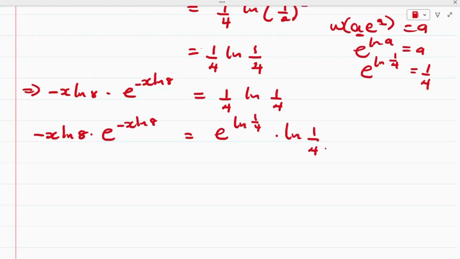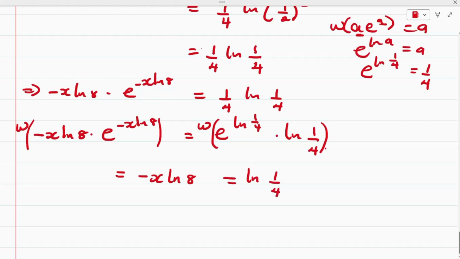If you look at the right hand side of this equation, you will find out that it is satisfying the Lambert W function, whereby A is given as ln of 1 over 4 and e raised to the power of A is e raised to the power of ln of 1 over 4. So right here guys, all we have to do is to simply apply the W Lambert function. Applying this, we have minus x ln of 8 is equal to ln of 1 over 4.